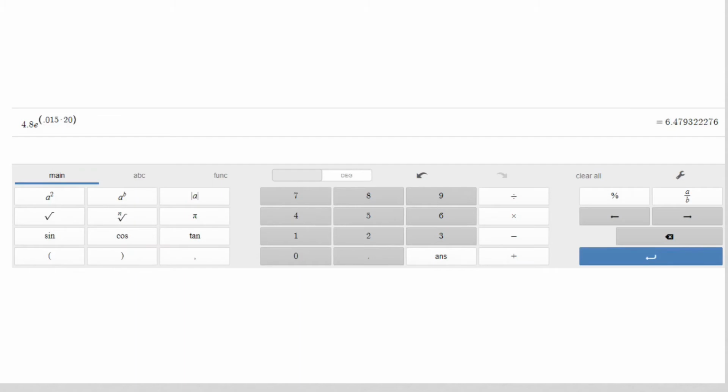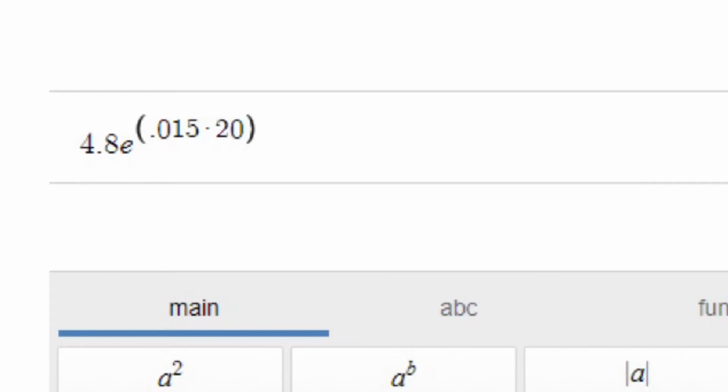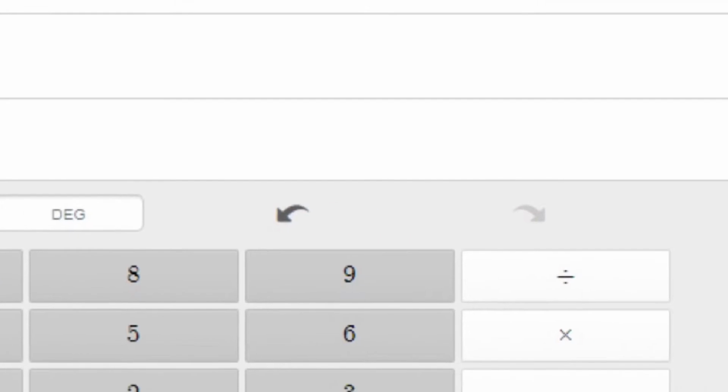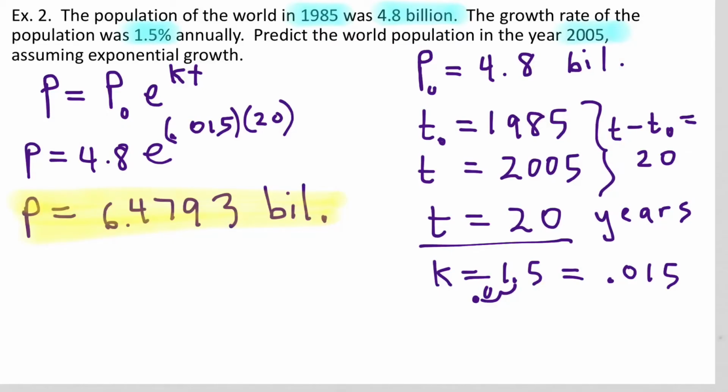I've gone ahead and typed it into Desmos Scientific, and this is how it would look if you typed it in. If you've got 2 numbers in the exponent, you're going to have to put parentheses around them, and then you would multiply. There's a multiply in between here. And then you get out a value of 6.4793. So this mathematical model predicts that the population of the world in 2005 would be 6.4793 billion people.